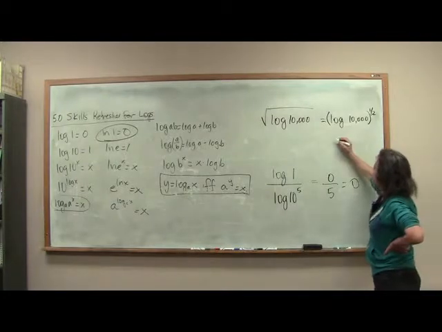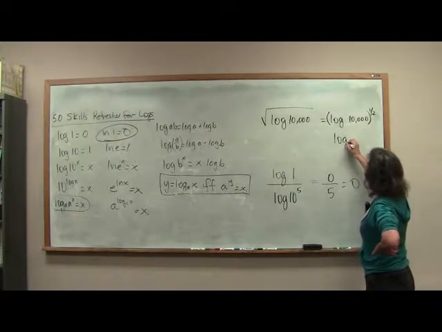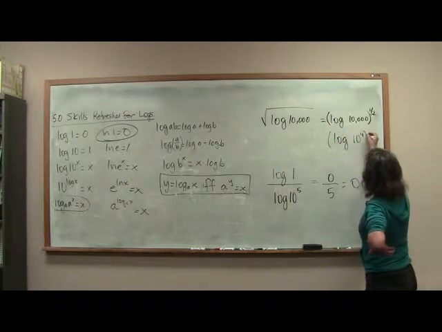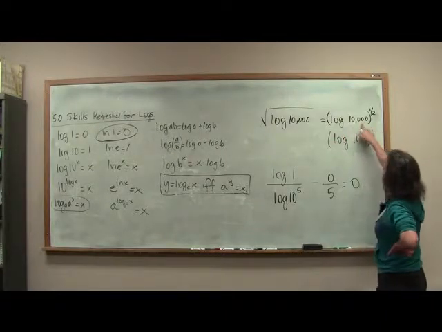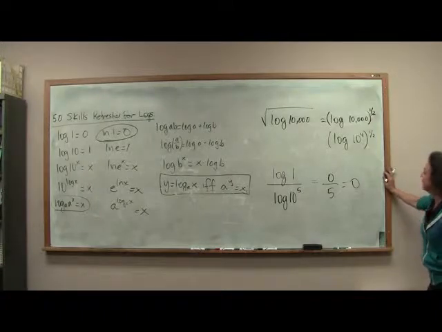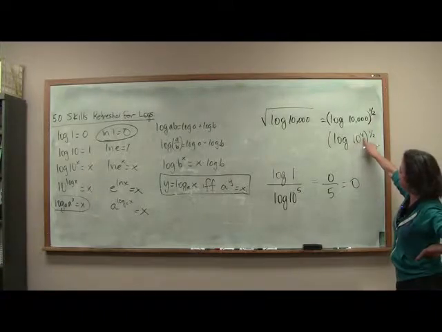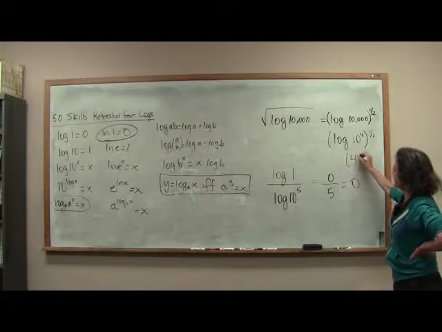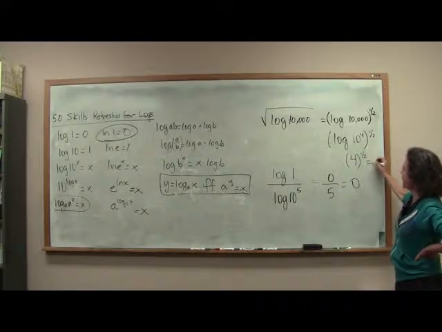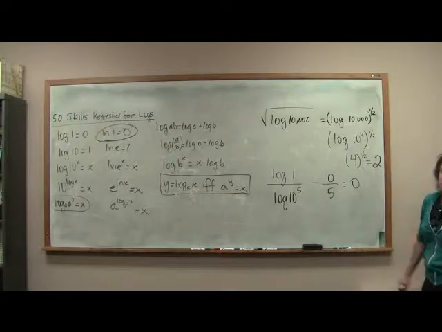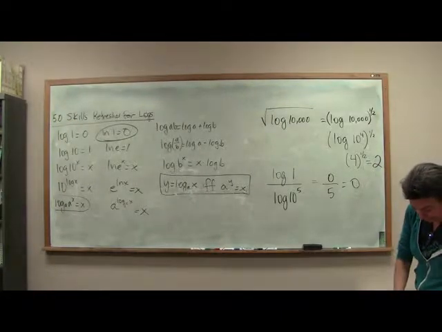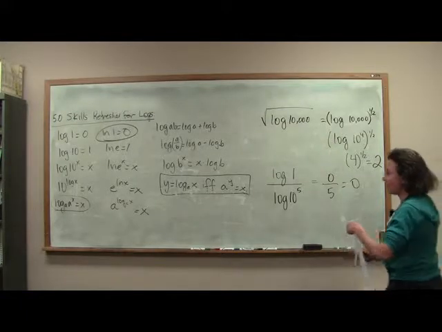Well, notice this is a log base 10, and aren't we taking the log of 10 to the 4th power? Now, log base 10 of 10 to the 4th, those guys cancel, so you're left with 4 to the 1/2 power, which is the square root of 4, or 2.